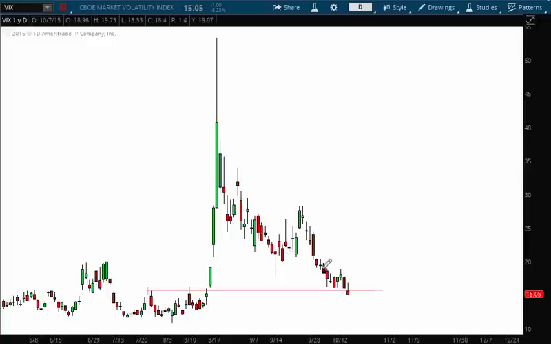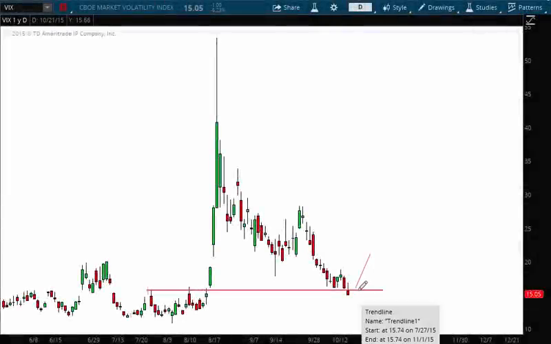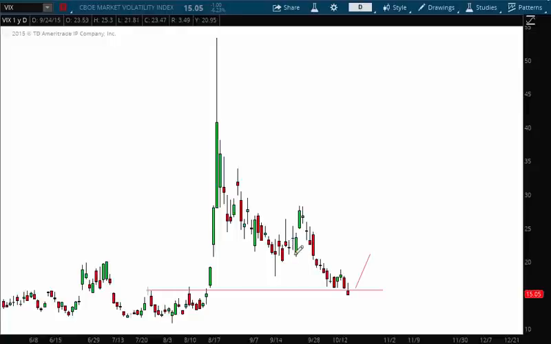Now that we're at that support level, what I'm going to do is draw a forecast on what I think the VIX could see over the next few days. This is the bounce that I'm projecting for the VIX, and I think we can go up to this role reversal resistance area. So that's where these lines intersect. That's where I think we're going to go.